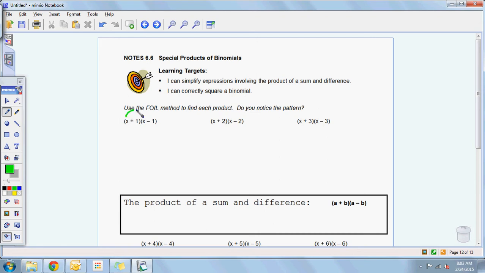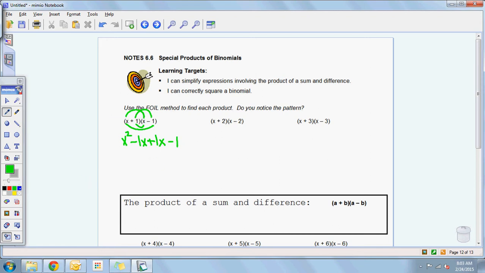So we're going to take our first terms. x times x is x squared. Outer would give me negative 1x. Inner, positive 1x. And our last two terms, negative 1. Okay, nothing new, just like yesterday.